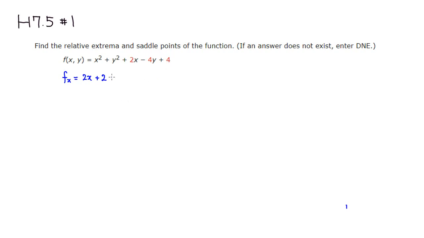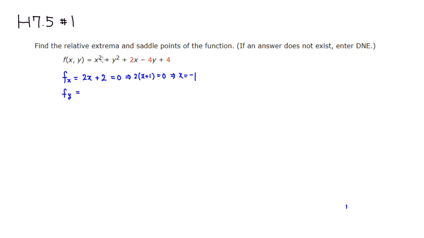We can set that equal to 0, and I can pull out a 2. So you have 2 times (x plus 1) equal to 0, so we know that x is going to be negative 1. So we got that. Now let's take the partial of f with respect to y.